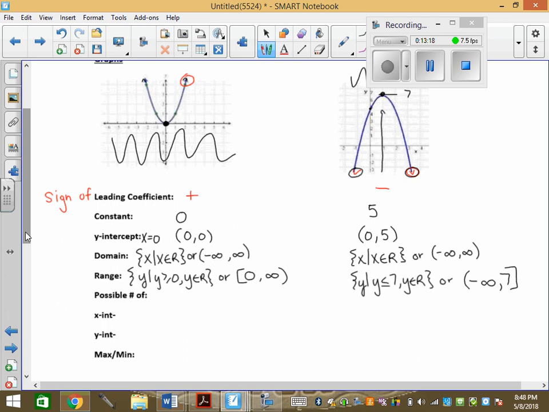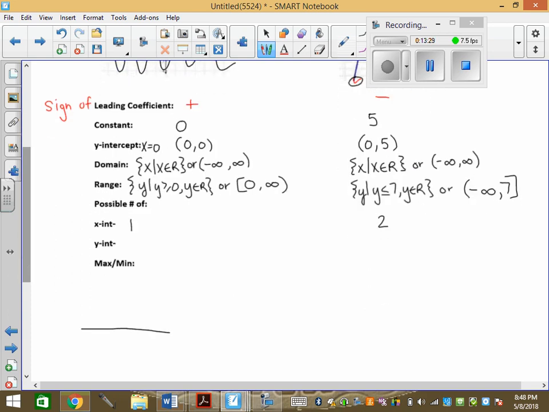So, possible number of x-intercepts. For this one, I have one x-intercept. For this one, I have two x-intercepts. But keep in mind, you guys, with linear you had for sure one, always. With quadratics, you could have two x-intercepts. You could have one if it runs tangent to the x-axis, so it just touches it and then comes right back down.